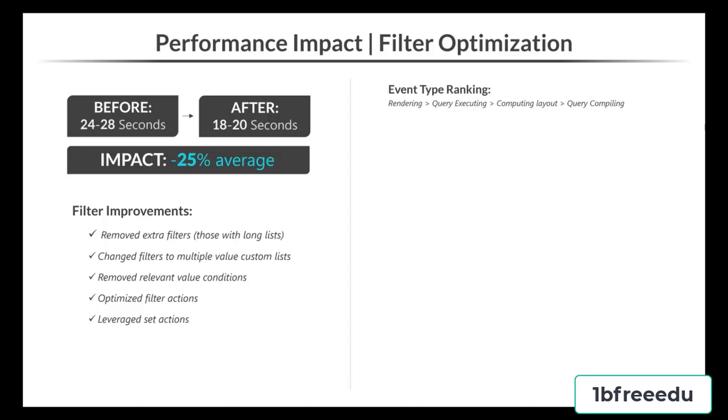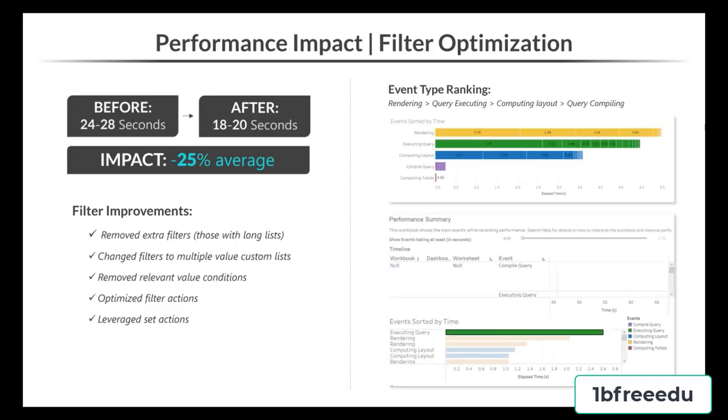Some of the improvements that we made in filter optimization included removing extra filters, especially those with long lists, changing filters to multiple value custom lists, removing relevant value conditions, optimizing filter actions, and leveraging set actions. When looking at our event type ranking in their raw aggregated form, we can see that one of our biggest areas of concern was query compiling. This has been almost completely eliminated by optimizing our filters. We've also seen some reductions in other areas, such as executing queries. The bars may look just as big as they did in prior performance recordings, but if you look at the numbers, they're getting smaller for the individual queries and rendering times. In the next section of the course, we'll be diving into calculations and how to optimize them.